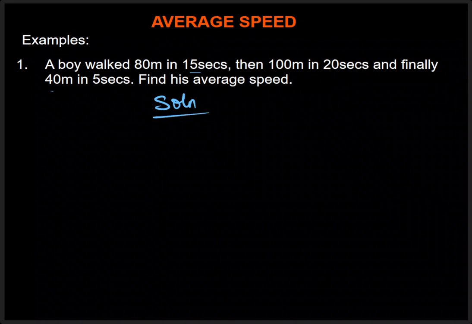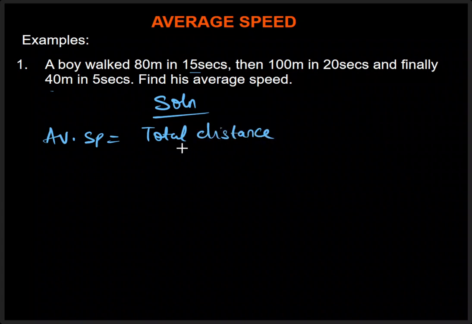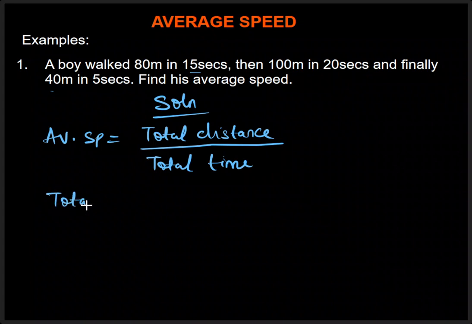Remember, you must take note that when you are dealing with average speed, the formula for average speed is total distance over total time. This is the formula for average speed. So you find the total distance for the journey and then you find the total time. So let's get our total distance.